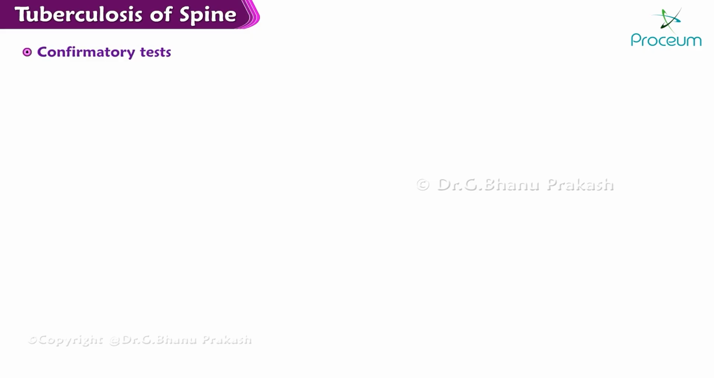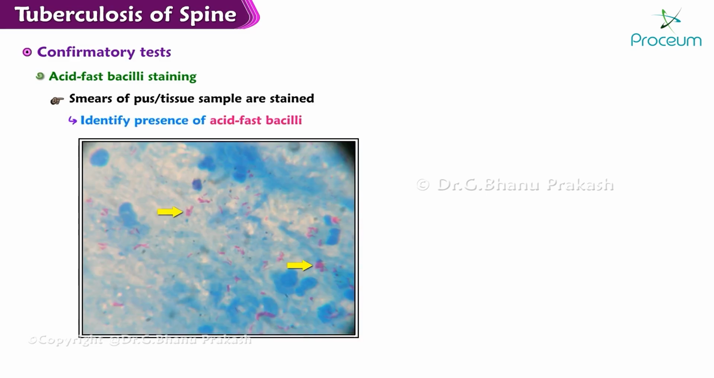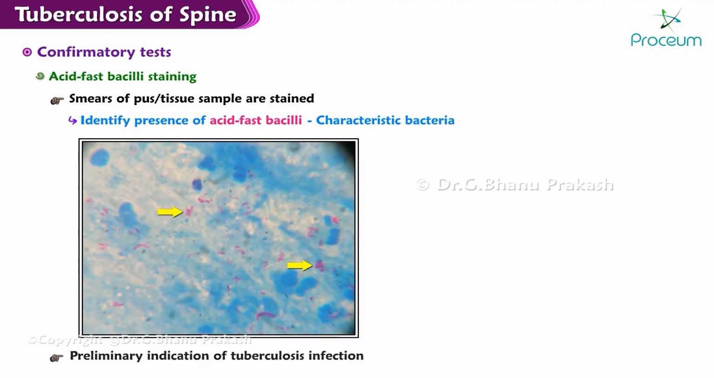Confirmatory test. Confirmatory tests for spinal tuberculosis may include acid-fast bacilli staining. Smears of the pus or tissue sample are stained to identify the presence of acid-fast bacilli, the characteristic bacteria of tuberculosis. This test can provide a preliminary indication of tuberculosis infection.